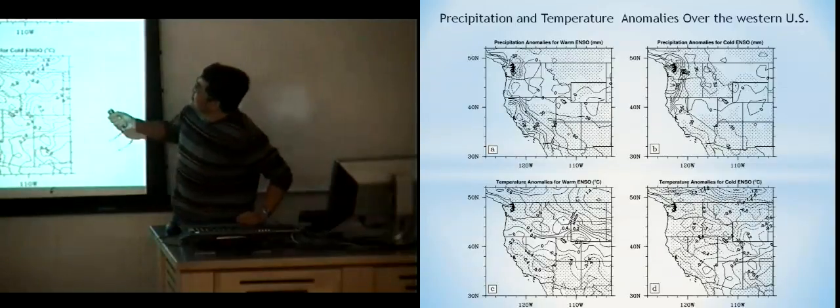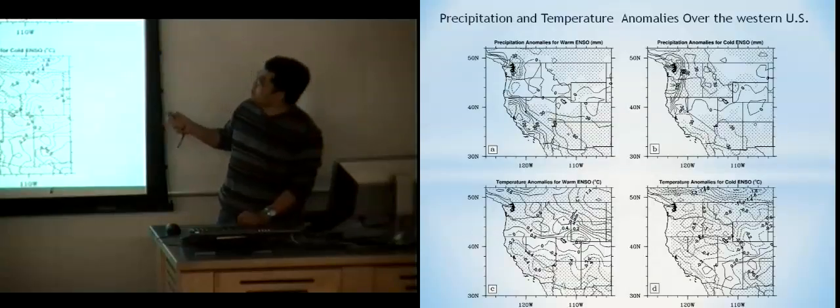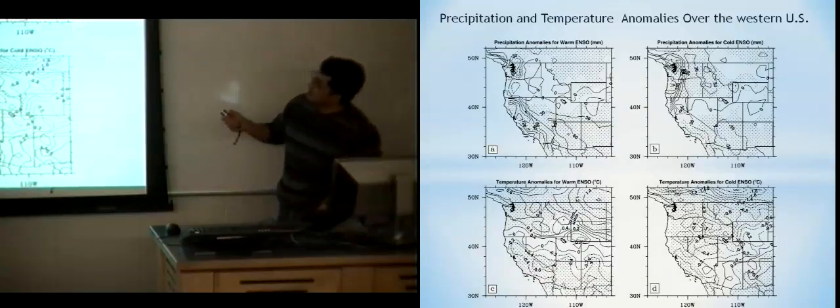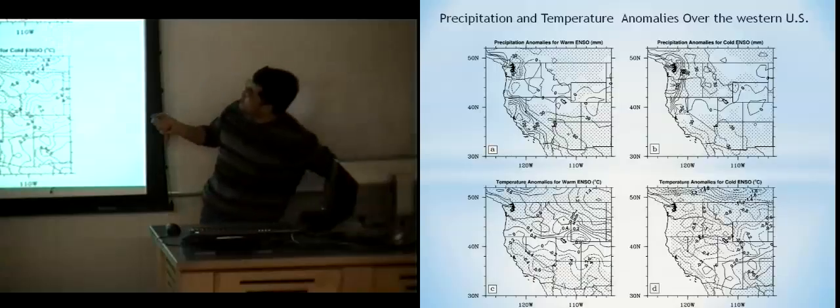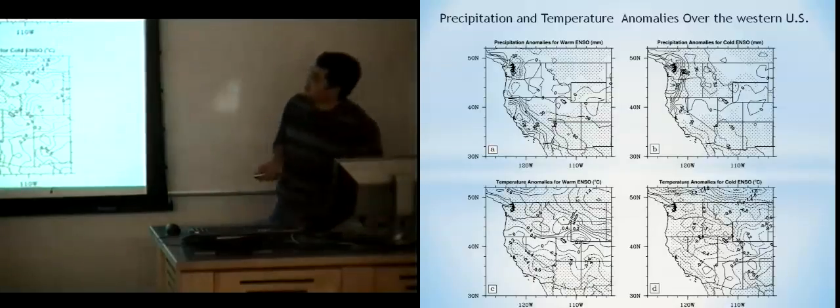During the cold ENSO, you see the northwest has a dramatic increase of precipitation, but the southwest doesn't have that. Precipitation doesn't change as much as for the northwest.